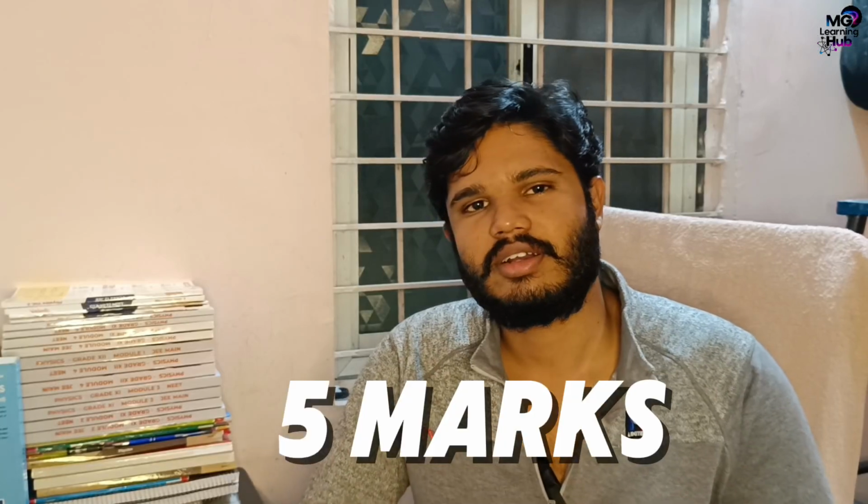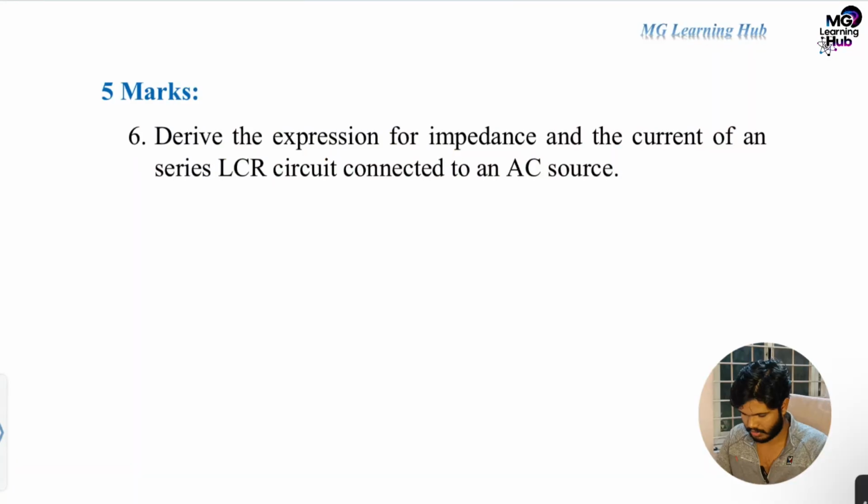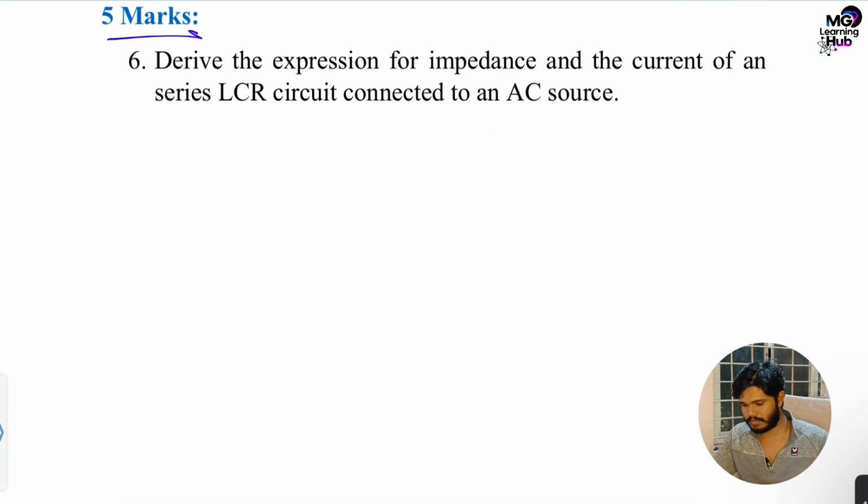5 marks ಇಂದ ಕಂಟಿನ್ಯೂ ಮಾಡೋಣ. So first question ಬಂದು derive the expression for impedance and the current of a series LCR circuit connected to an AC source. So 5 marks ಅಲ್ಲಿ ಕೇಳಿದ್ರೆ ಈಗ ಡಿಸ್ಕಸ್ ಮಾಡೋ ಕ್ವಶನ್ಸ್ ಇಂದಾನೆ ಕೇಳಬೇಕು. ತುಂಬಾ ಕ್ವಶನ್ಸ್ ಇಲ್ಲ, ನೋಡೋಣ ಎಷ್ಟು ಕ್ವಶನ್ಸ್ ಇದೆ ಅಂತ. ಸೊ ಫಸ್ಟ್ ಡಿರೈವೇಷನ್ ಏನಾದ್ರು ಕೇಳಿದ್ರೆ ಏನ್ ಮಾಡಬೇಕು ಅಂತ ಹೇಳಿದೀನಿ.